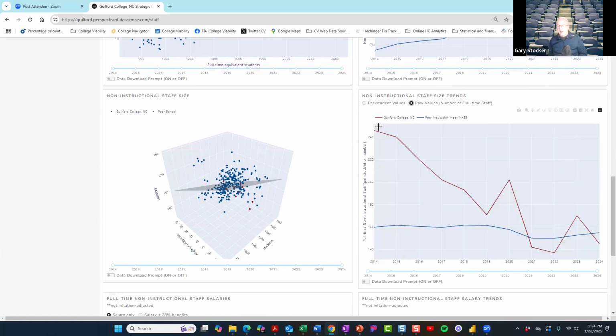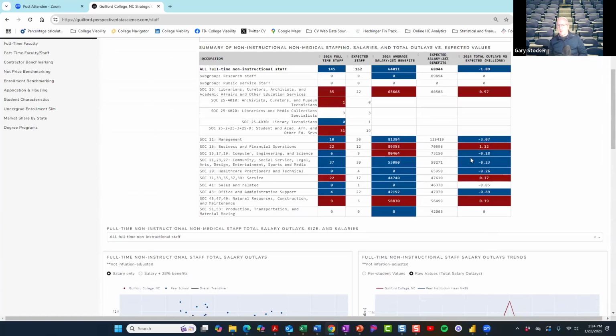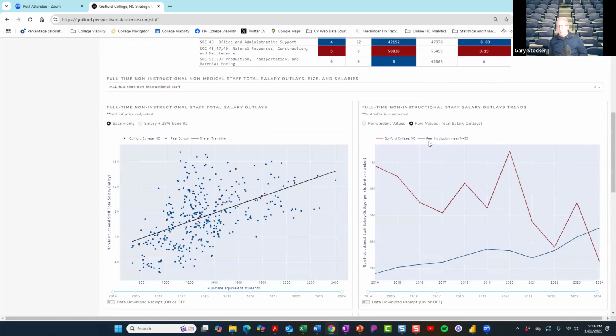And again, we see that our college started off with much higher staff sizes and has shrunken considerably over the going years. Where has that come from? Again, probably that information lies in this table up here.